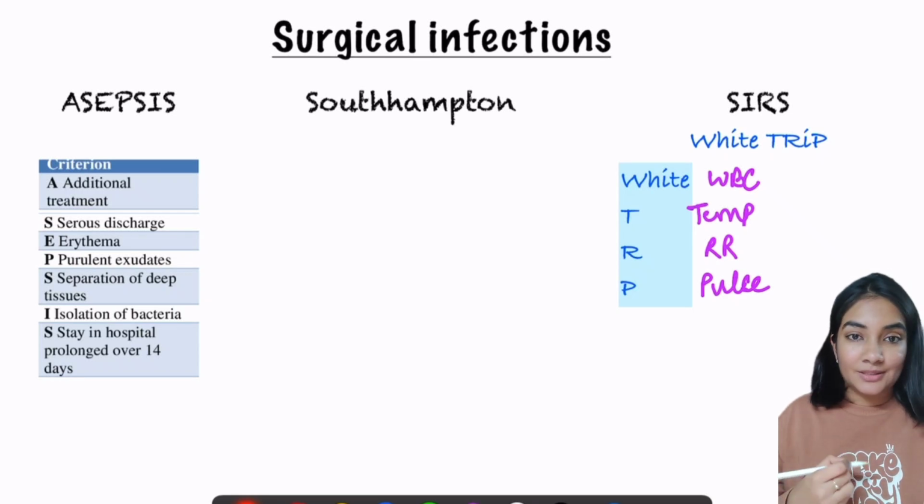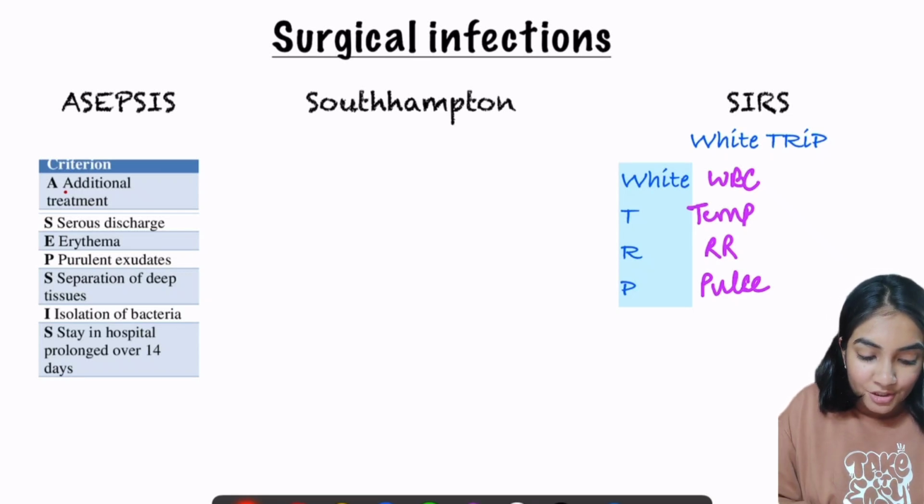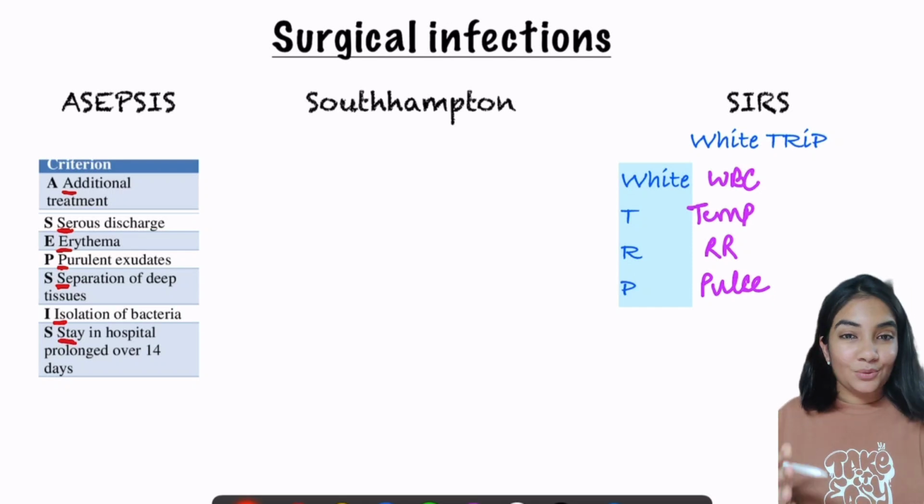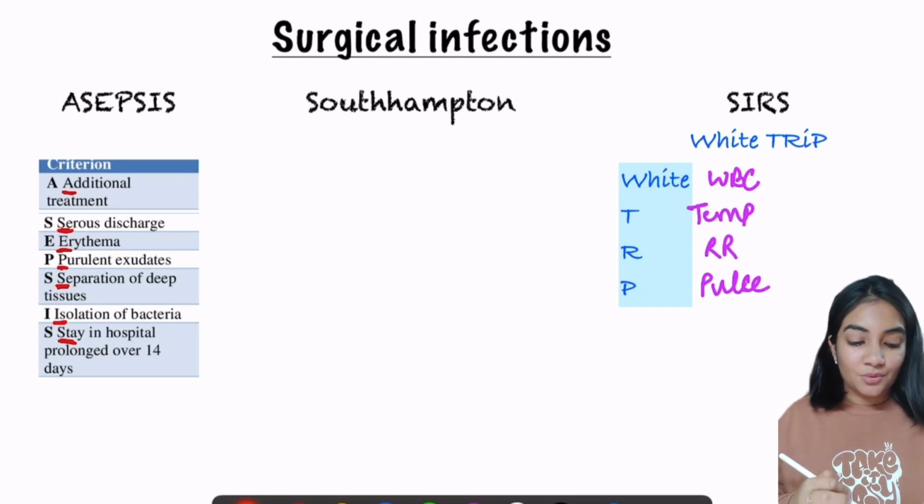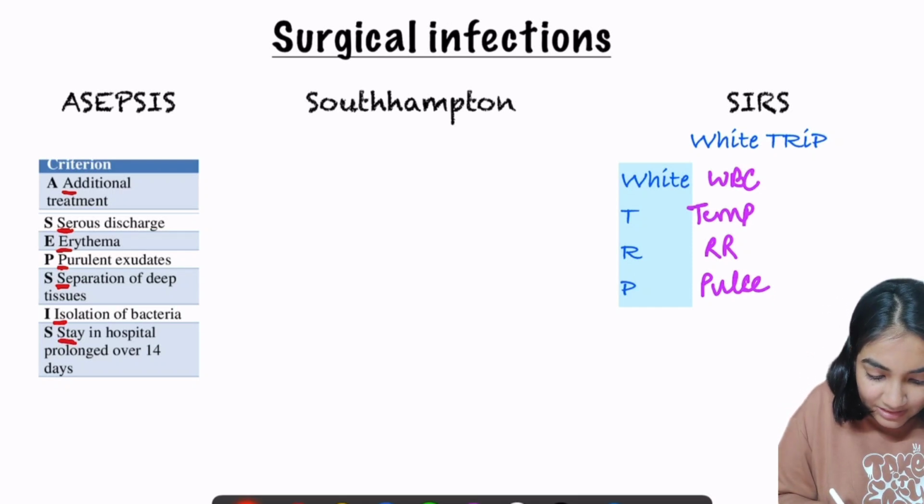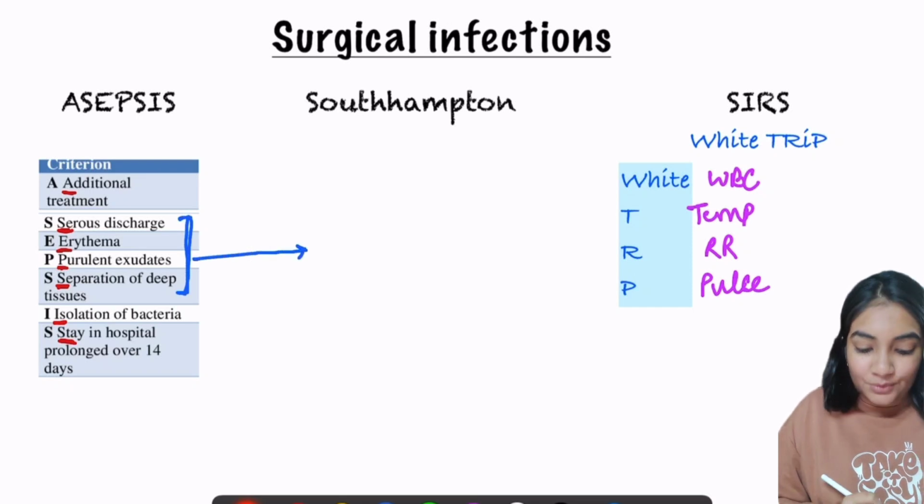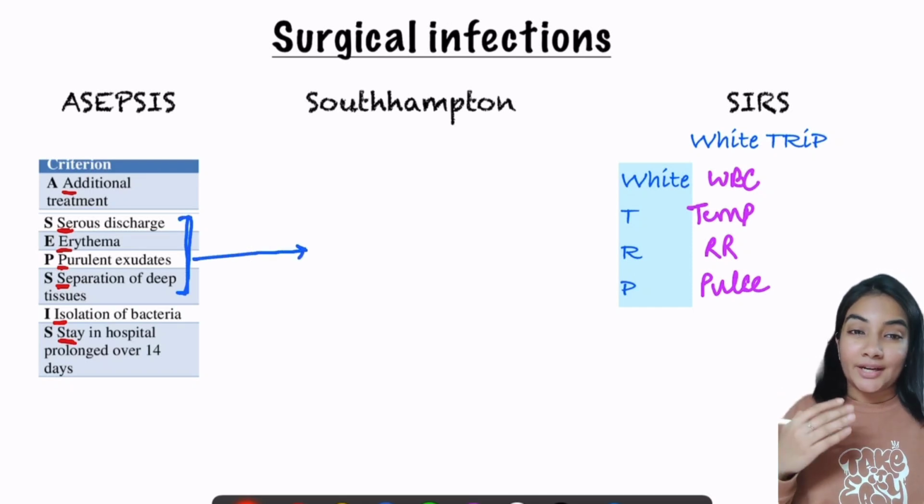Asepsis, the name itself tells. A, additional treatment. S, serous discharge, erythema, purulent discharge, separation of tissues, isolation of bacteria, and hospital stay. Southampton is a very similar score. We just take these four from here and place them in Southampton in the correct order.